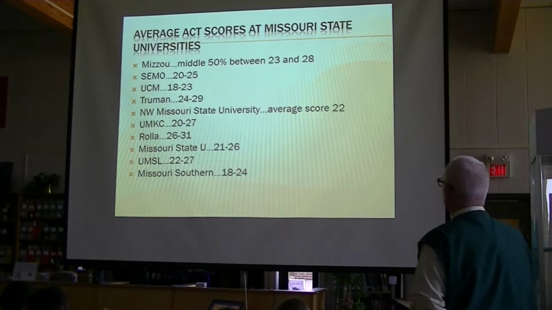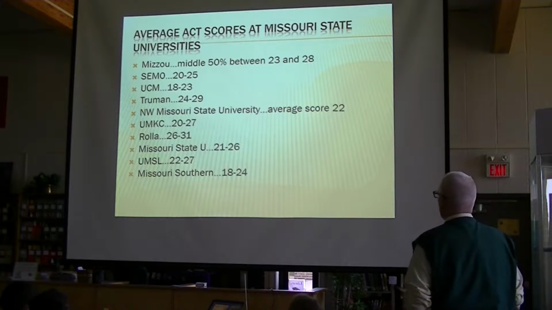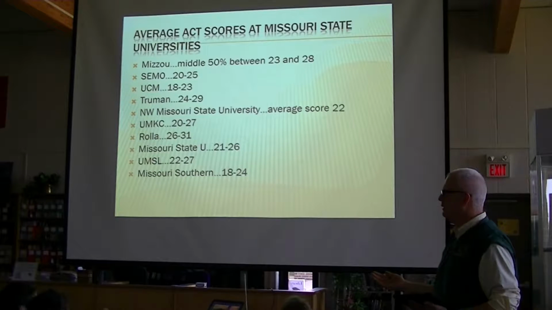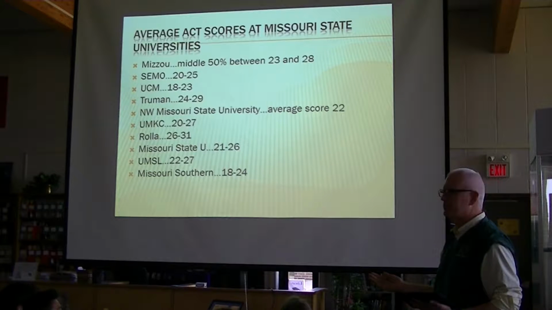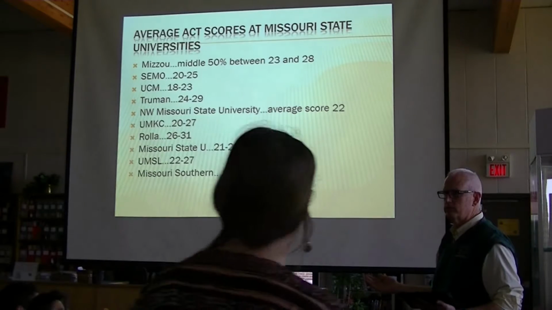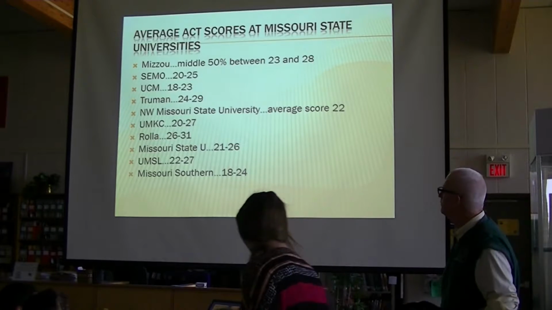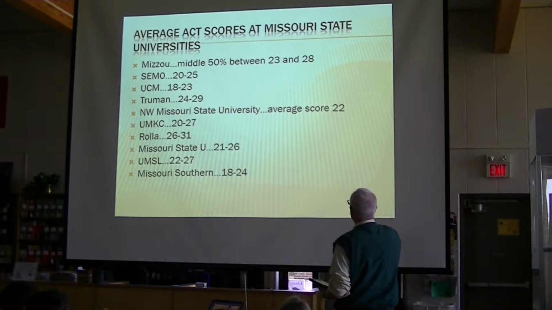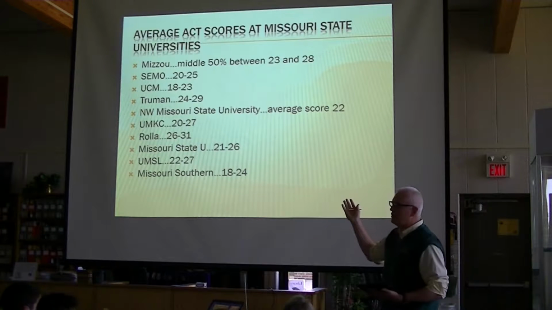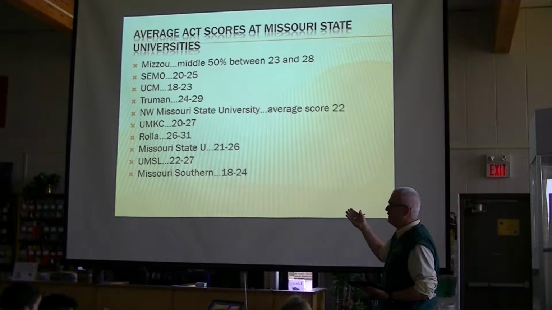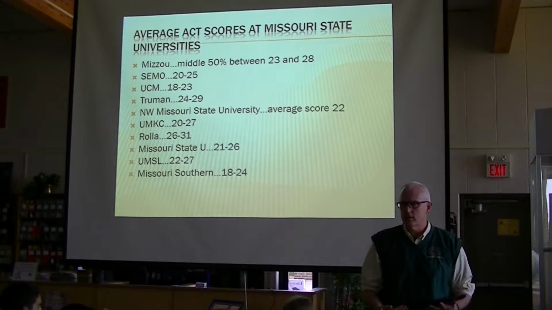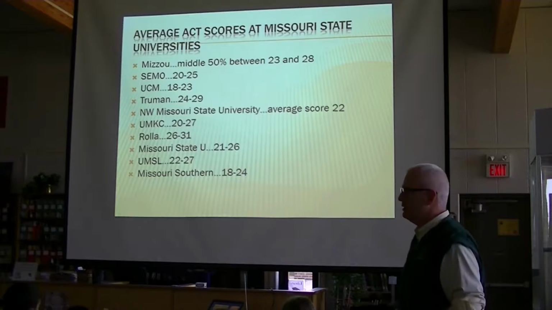At Mizzou, the middle 50% is between a 23 and a 28. Now, for those of you that are considering Mizzou, you might find that interesting because they advertise what score is the minimal score to get in there. Anybody know? 24. Maybe, unless it's changed to 25 in the last year, but what I've always known it to be is a 24. What this tells you is that some of these schools, Mizzou included, have other ways where you can get in even if you get a lower ACT score than what they advertise as being that minimum score.